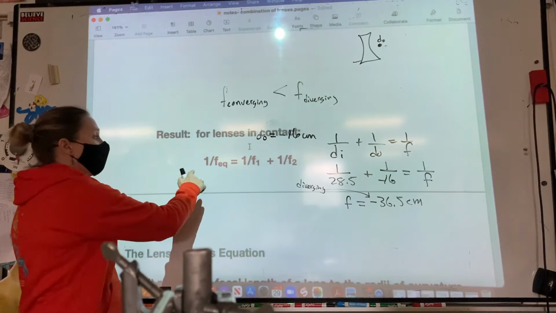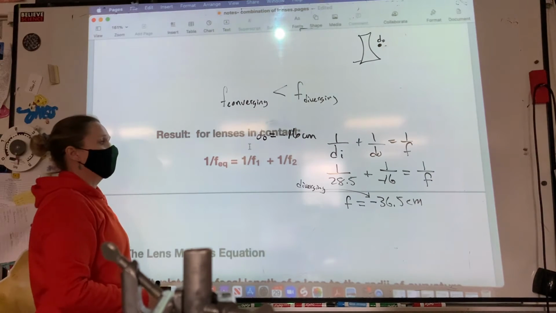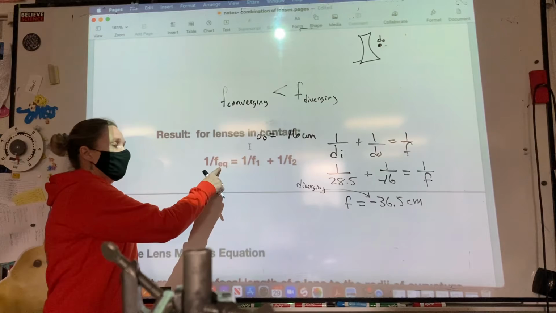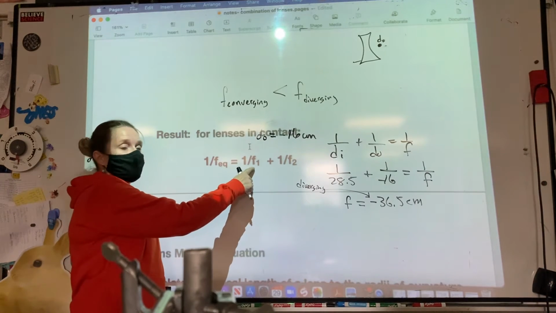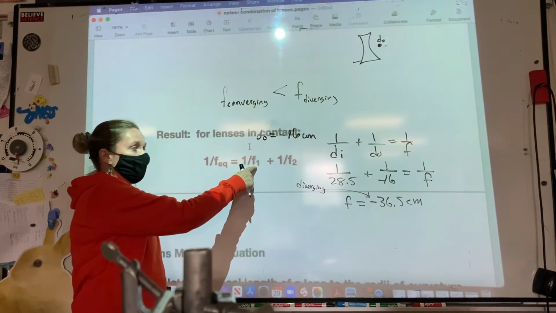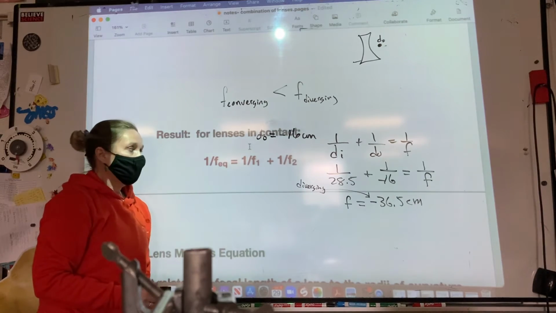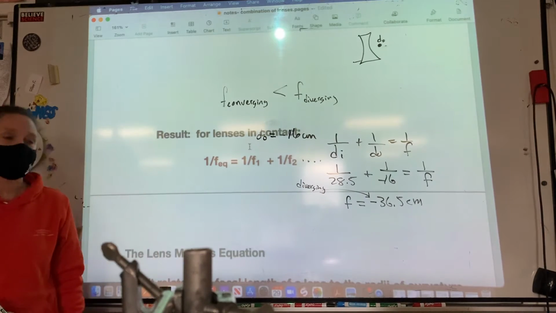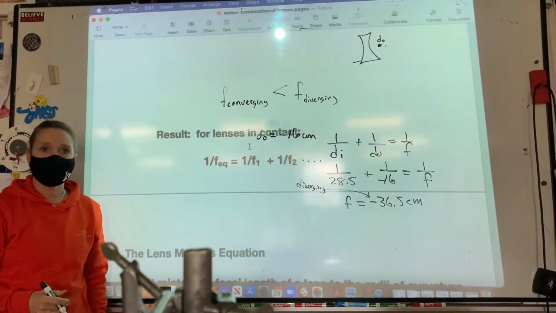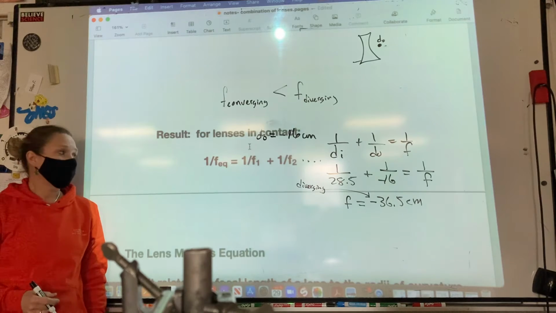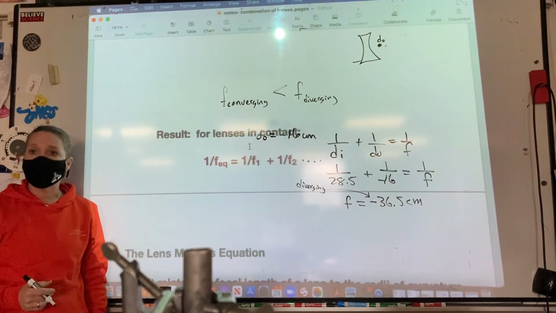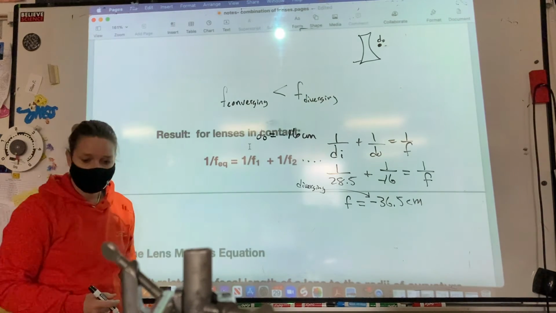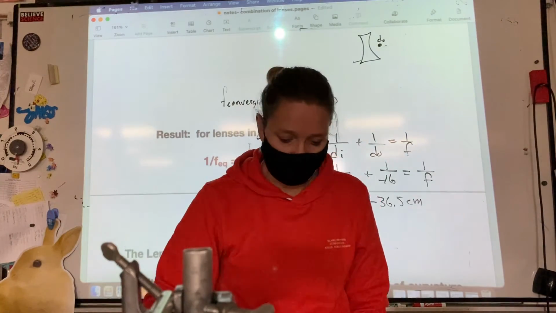All right. Overall result for lenses that are in contact, the equivalent focal length ends up being 1 over F equals 1 over the focal length of one, plus 1 over the focal length of the other. And you can keep doing this. If you have multiple lenses, you could keep adding 1 over F3, etc. Okay? So the equivalent focal length is a sum of the reciprocals of their focal lengths. All right? So that's a nice handy dandy thing.